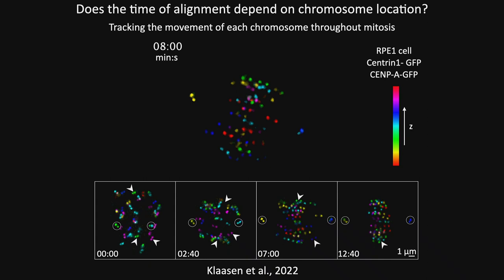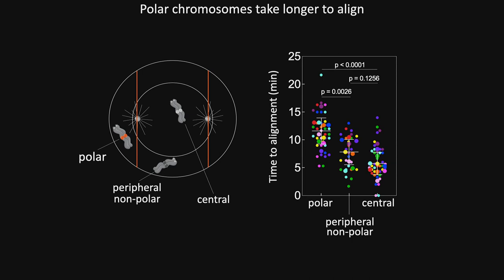So we wanted to quantify whether the time of alignment depends on the position of the chromosomes within the nucleus. We divided the chromosomes into polar ones, the ones behind the pole. Then we have the central ones, which are between the centrosomes. And then we have the peripheral non-polar ones. They are somewhere at the periphery, and they have roughly the same distance to the future metaphase plate. So they have the same distance to cover, these guys and these guys.